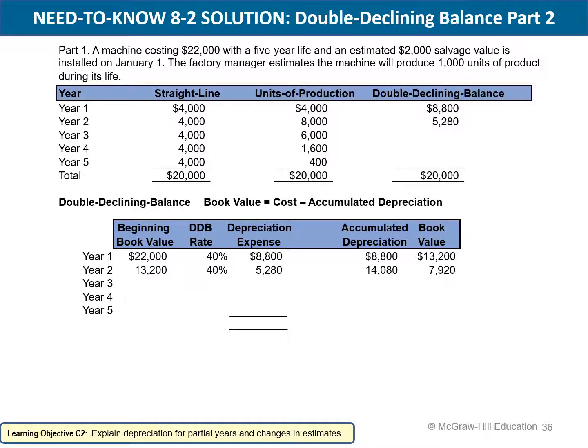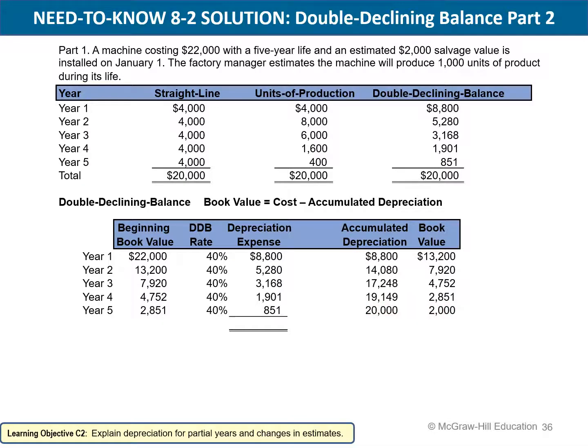13,002 minus 5,280 gives us a net book value of $7,920. 7,920 times 40% is $3,168. 7,920 minus 3,168 is a net book value of $4,752, times 40% is $1,901 of depreciation expense. 4,752 minus 1,901 equals a book value of $2,851, times 40% would be greater than $851, but that's all we need to get to a total of $20,000 in depreciation expense. Okay.